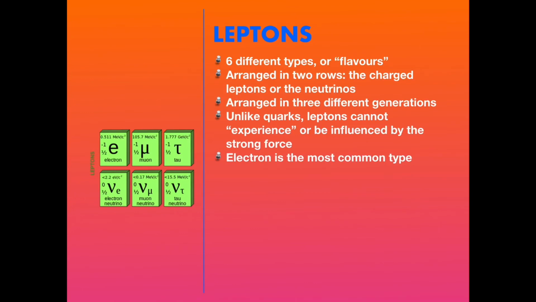They're arranged in 3 different generations, and unlike quarks, this is important, leptons cannot be influenced by the strong force. And the electron is the most common type of lepton because it's found in atoms, and atoms, as you must know, make up most of matter.